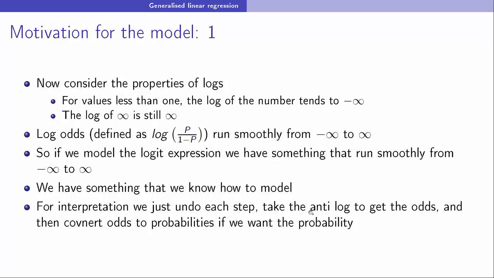But what we can do, when we want to understand what these expressions mean, is just undo the step. So we can take the anti-log to get the odds, and then we can convert odds to probabilities because we know that formula. And so we can undo all of the steps that we do. Okay, so that's one motivation for saying what we're going to model is what we call the log odds ratio.